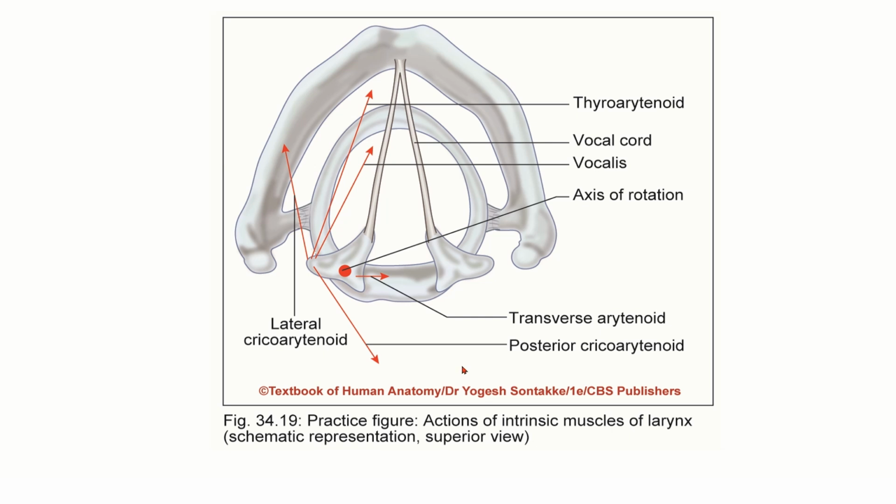So you can see here the direction of movement. So see the direction of action of the thyroarytenoid. You can see the direction of action of the vocalis. You can see the axis of rotation of the arytenoid. You can see the direction of action of lateral cricoarytenoid, and you can also see the action of posterior cricoarytenoid.